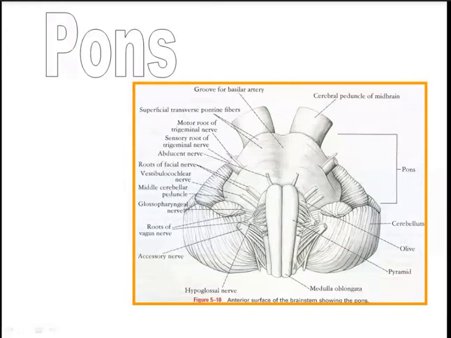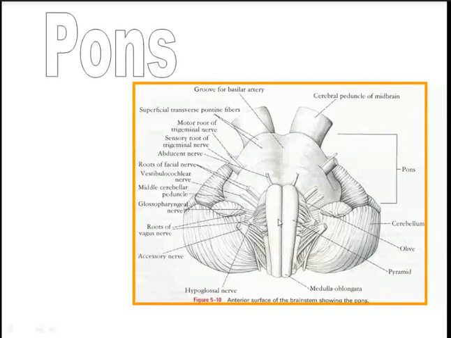From above downward or below, or from below upward, it is important to go through the medulla oblongata before going to the pons. So today I'm going to discuss the pons. Here we can see the midbrain, pons and the medulla oblongata.